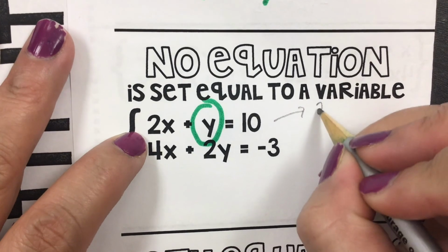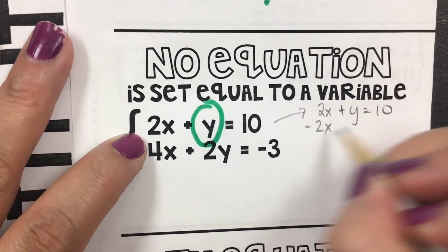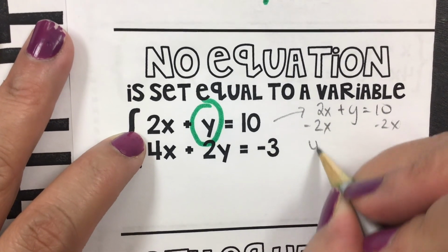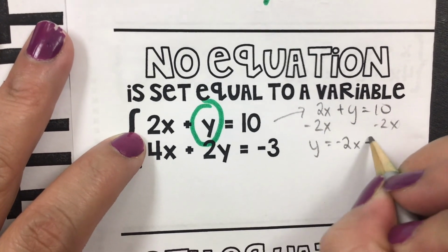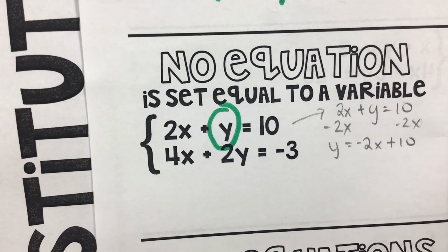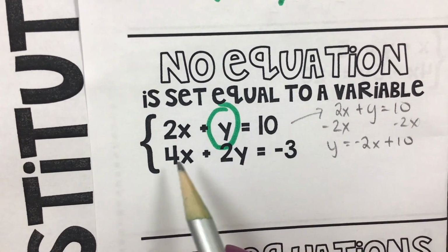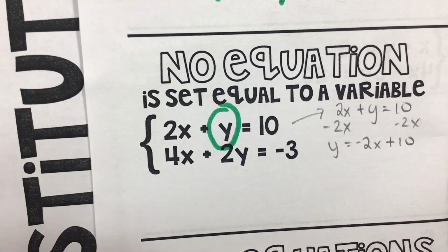All right, so this one says 2x plus y is equal to 10. We're going to subtract the 2x from both sides. Y is equal to negative 2x plus 10. Now that it's set equal, then we substitute it. So don't forget, if it's a y value, substitute it for y. If it's an x value, substitute it in for x.